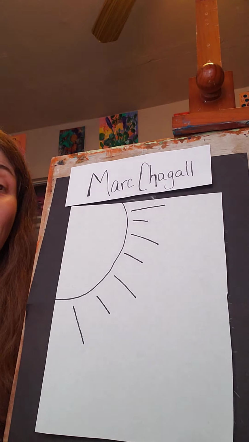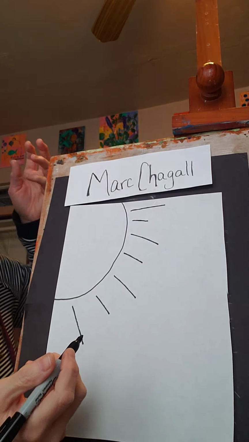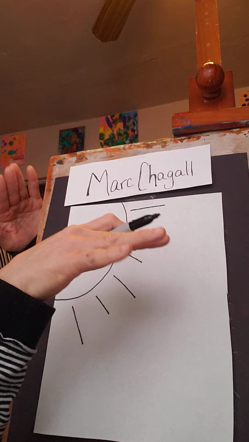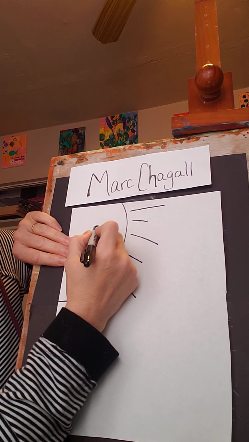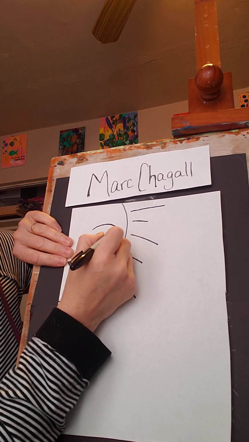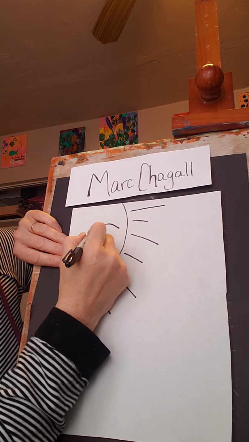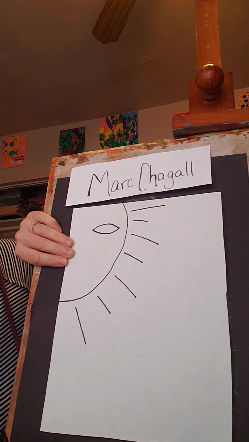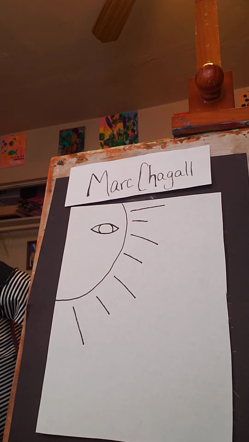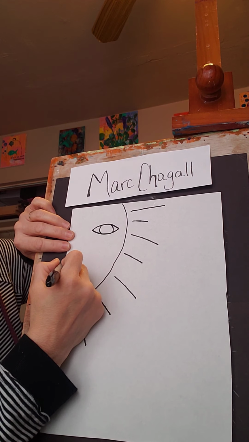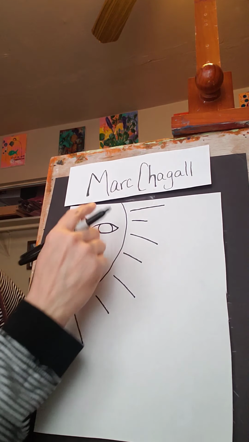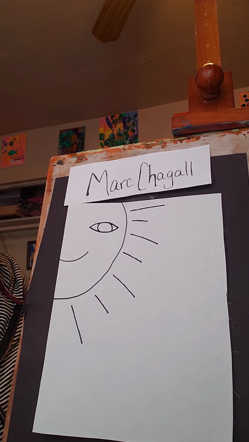Now I want my sun to have a face because, like I said, Marc Chagall liked to have dreamlike pictures. And of course, the sun doesn't have a face, but ours will because it's like a dream. So I'm going to do an upside down smile and a big smile to connect it. And then 2 sideways smiles for the pupils. And a smile to the side. Remember, it's only a half smile because it's only half of the sun.